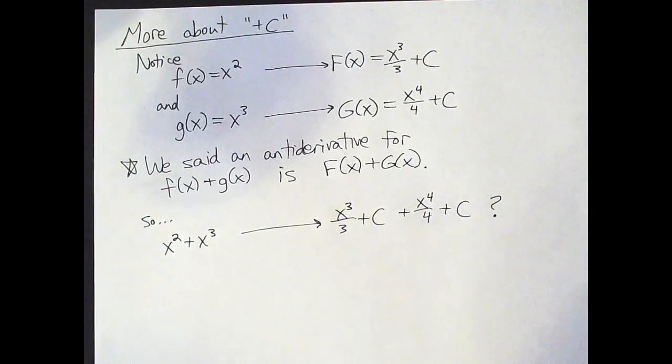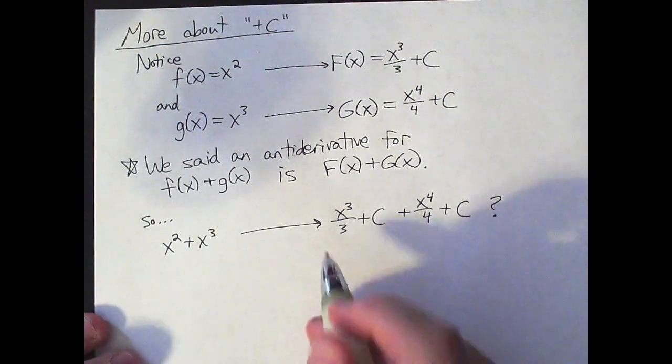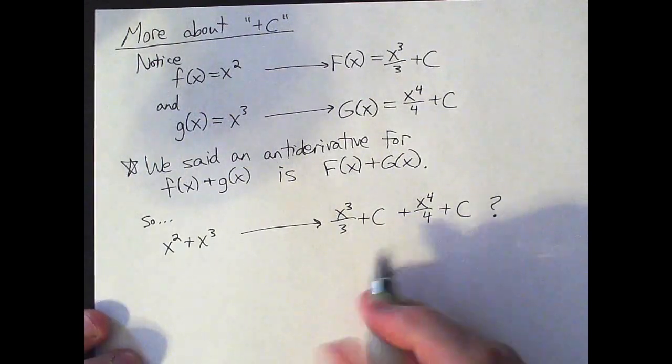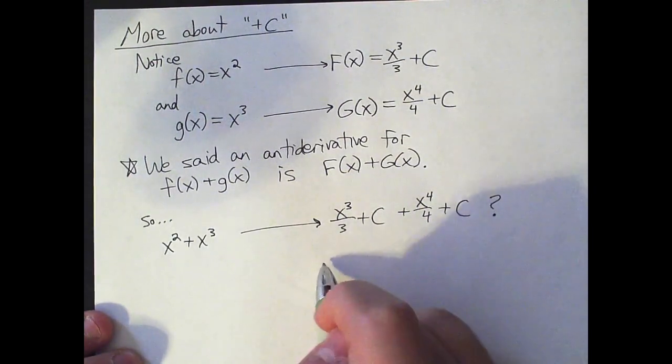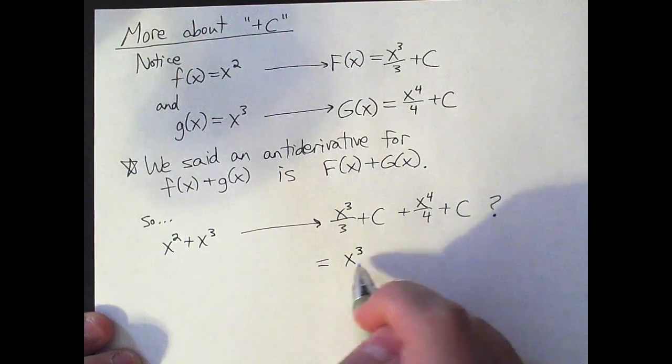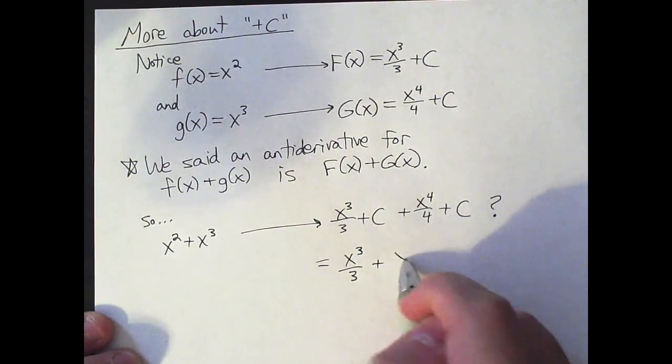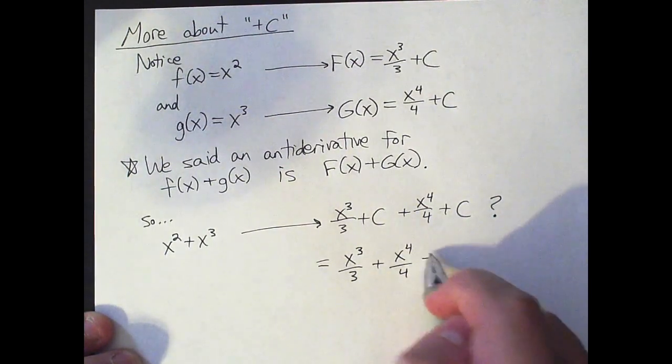It seems like it turned out a little bit weird because now we have a plus c and another plus c. And that's the part that I'm kind of questioning here. If we have plus c plus another c, couldn't we just combine those? Like, couldn't we just say plus 2c?